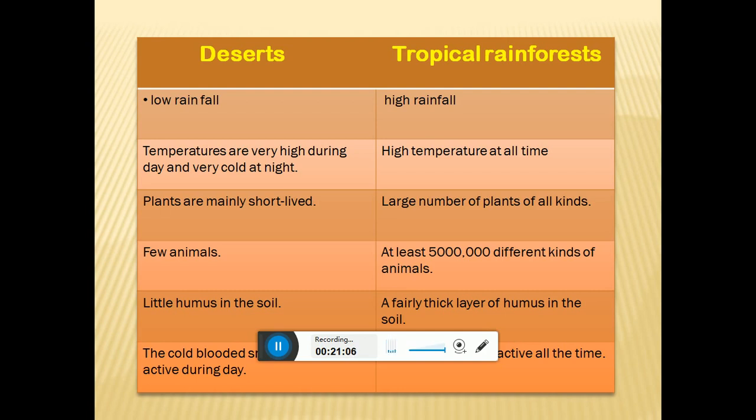So our discussion today about living things and environment stops here, because this is the first part of living things and environment, and the remaining part of the chapter we will discuss in the second half of this chapter.